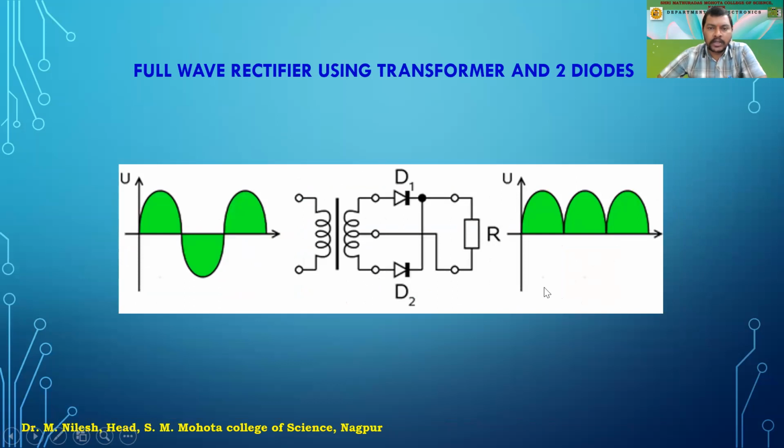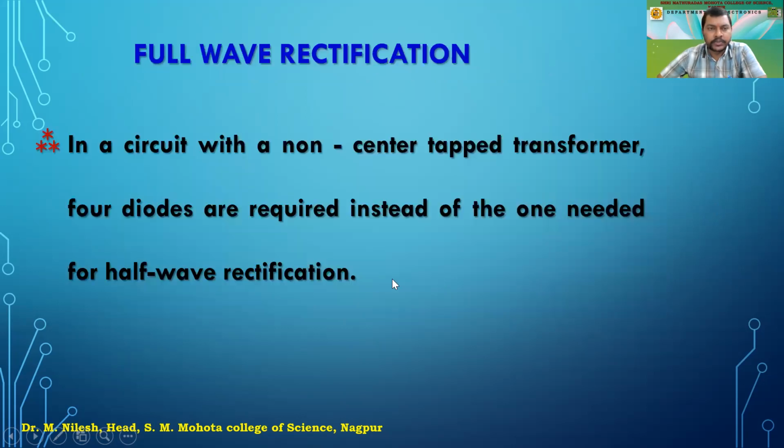And this is again the circuit diagram of the full wave rectifier, where we are expecting the full wave to be rectified. And here we are going to get this type of output at the output stage of the load resistance. For full wave rectification in a circuit with a non-center-tap transformer, 4 diodes are required instead of the one needed for half wave rectification. So remember this.